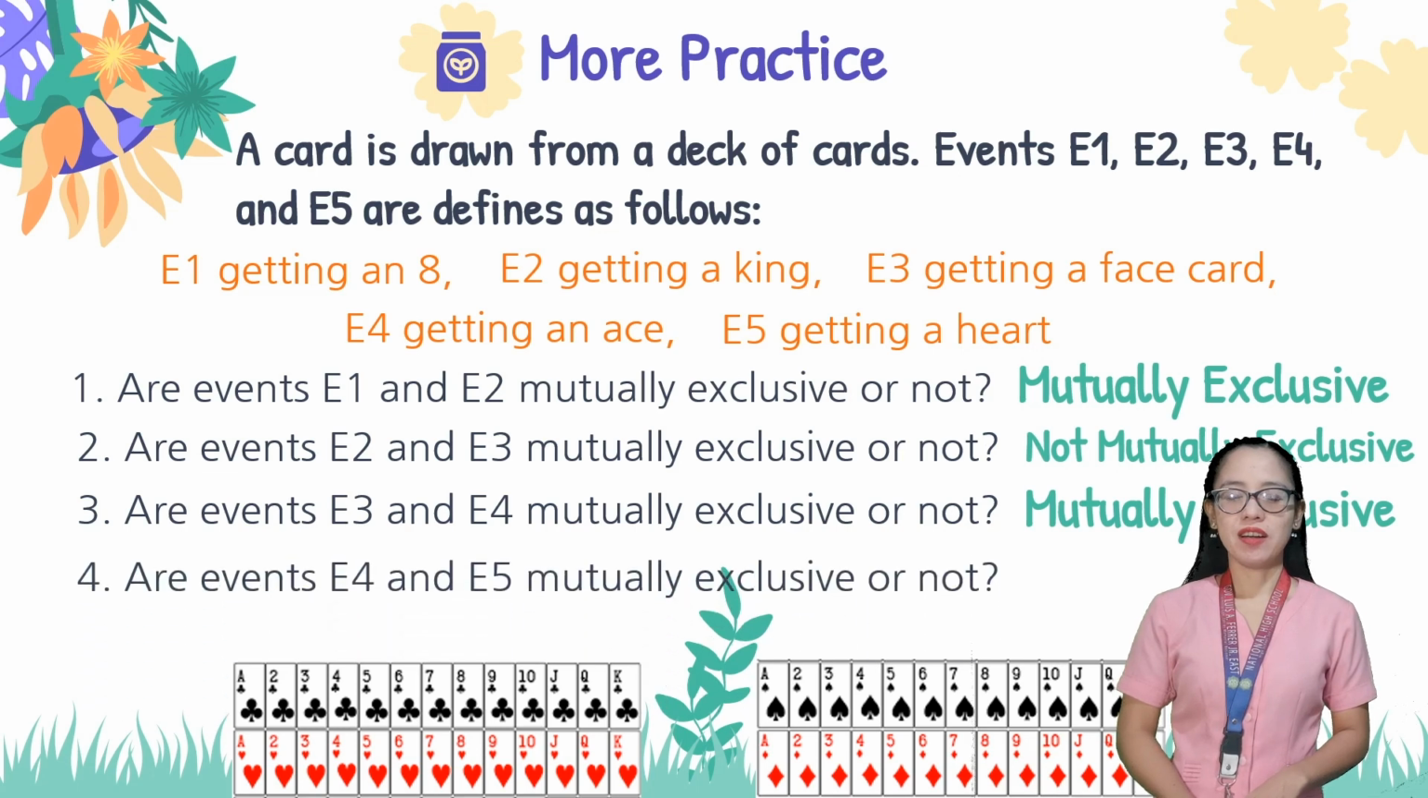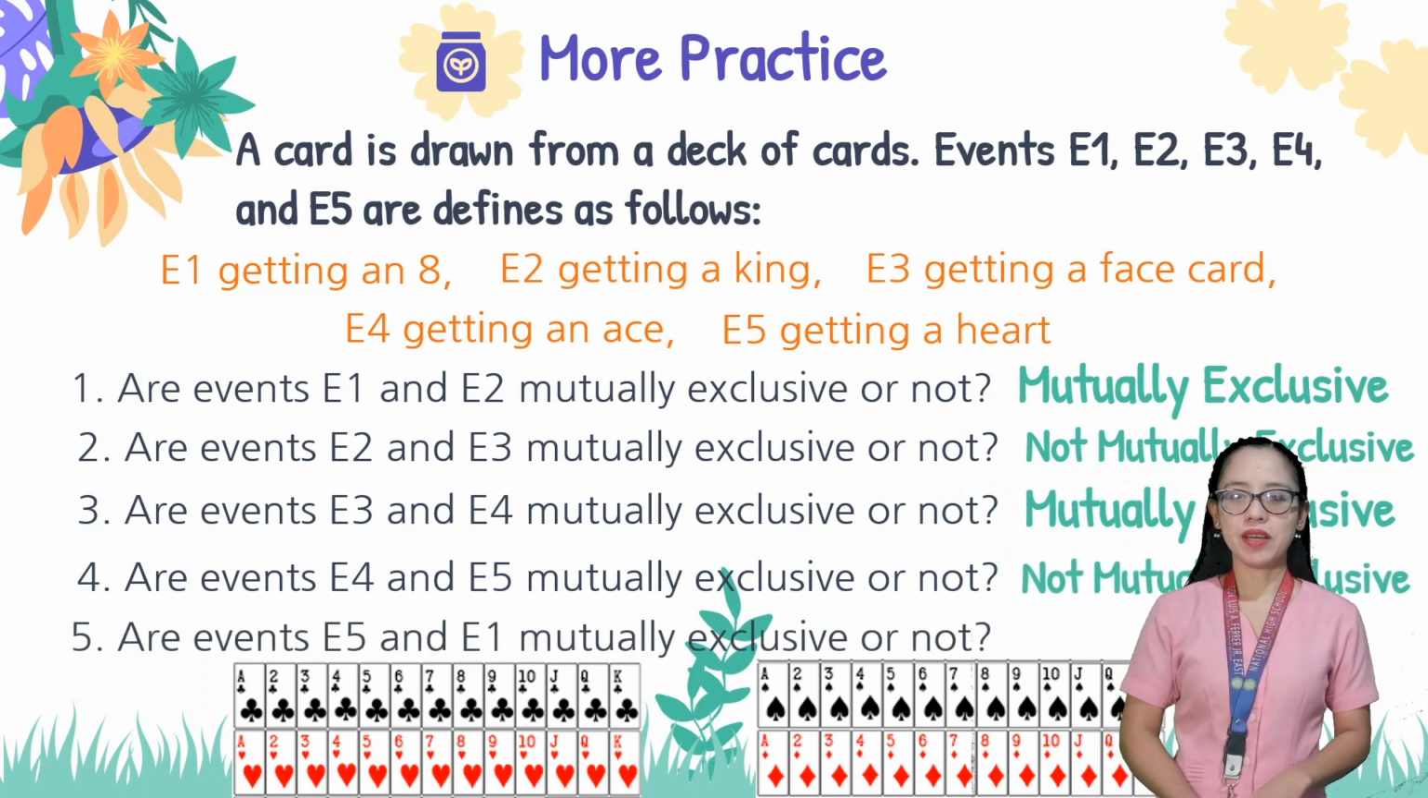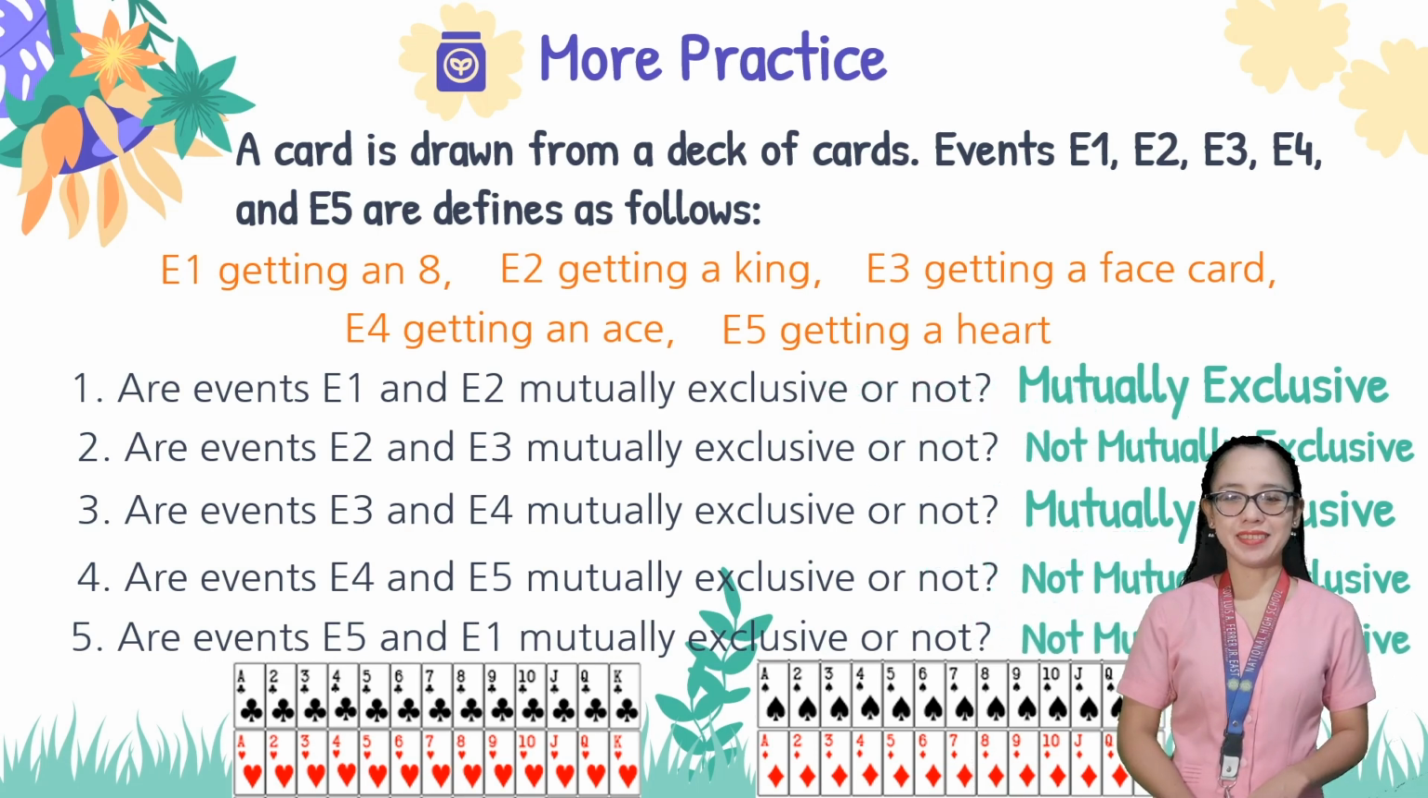Number 4. Are event 4 and 5 mutually exclusive event or not? This is not mutually exclusive event. And for number 5, are event 5 and event 1 mutually exclusive or not? This is not mutually exclusive event.